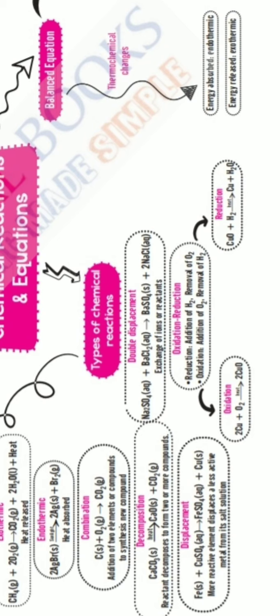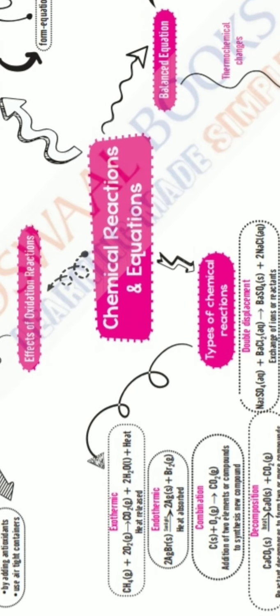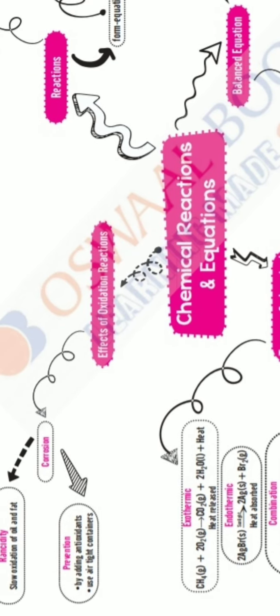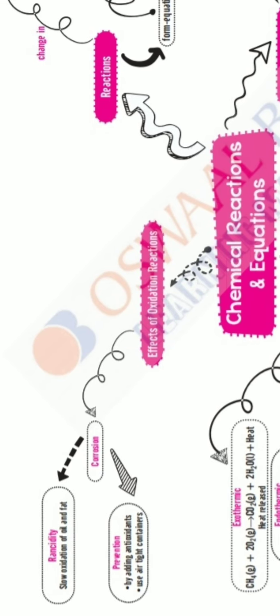Okay, next we are going to see about oxidation and reduction. What is meant by oxidation? Oxidation is the addition of oxygen, or we can say it is the removal of hydrogen. Reduction is the removal of oxygen, or we can say it is the addition of hydrogen. Okay, this is known as oxidation and reduction. We have completed the types of chemical reactions. Next we are going to see the effects of oxidation reaction.